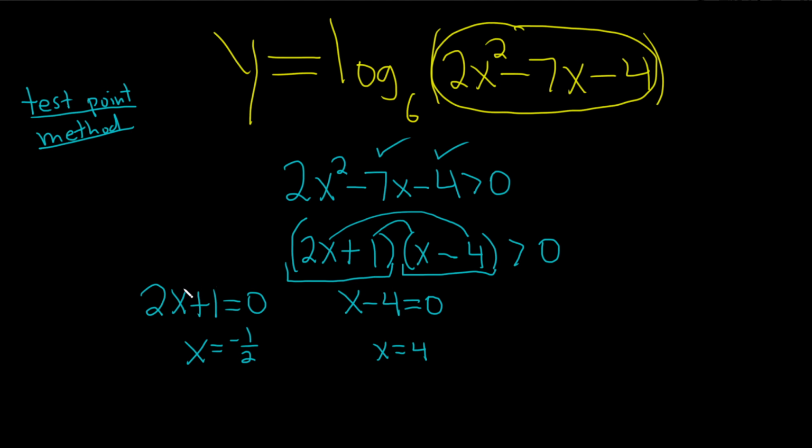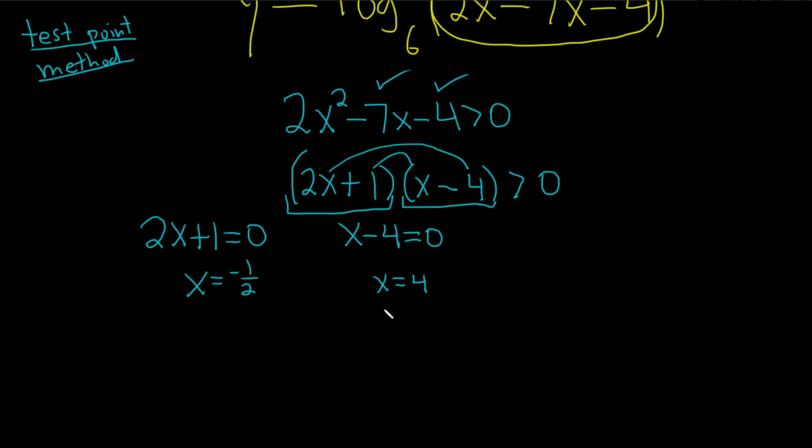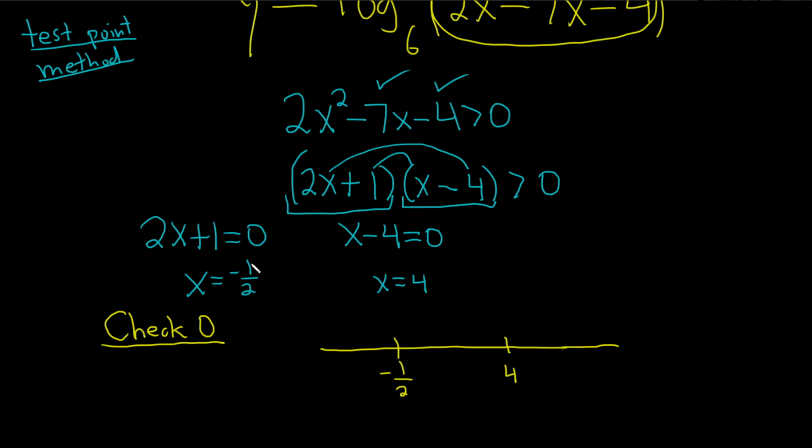Now you're going to see why it's called the test point method, because in the next step, we take these numbers and put them on a number line. Here's negative 1/2, and over here you put your 4. Just pick the easiest number in the world, 0. So let's check 0. You plug it into this one or this one. I'll use this one. So you would get 2 times 0 plus 1 times 0 minus 4. And we want to see if this is greater than 0.